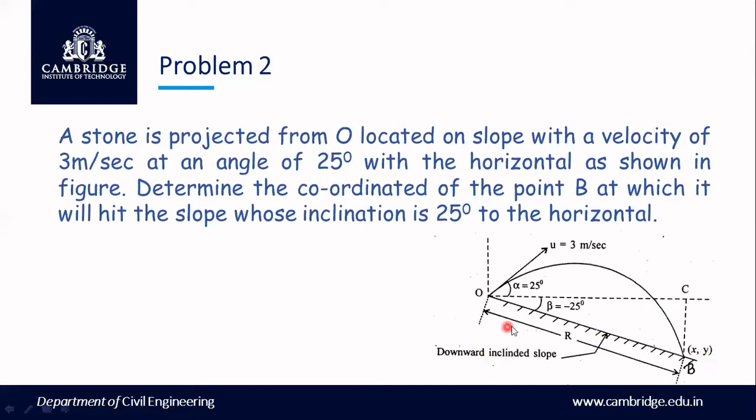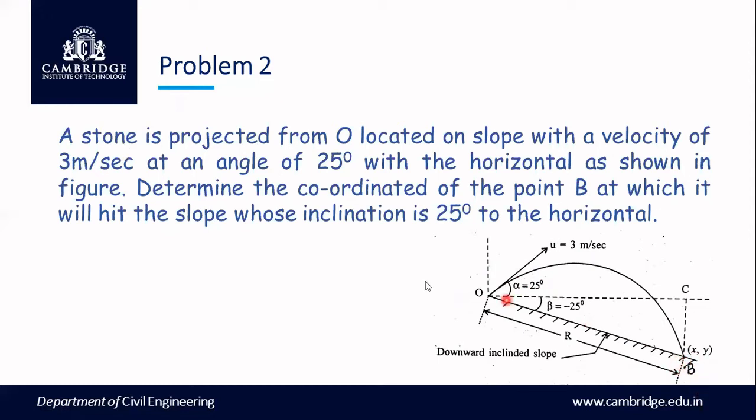You can see here, they have given in the figure a downward inclined slope. They have mentioned the initial velocity u is equal to 3 meter per second, and it will be thrown at an angle of alpha is equal to 25 degree. Then you need to find out the coordinates for this point B.